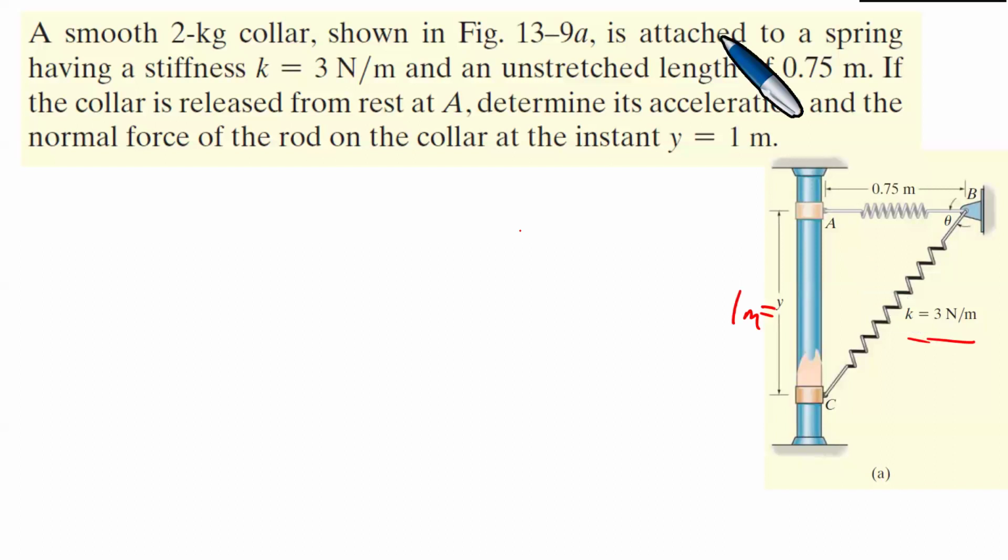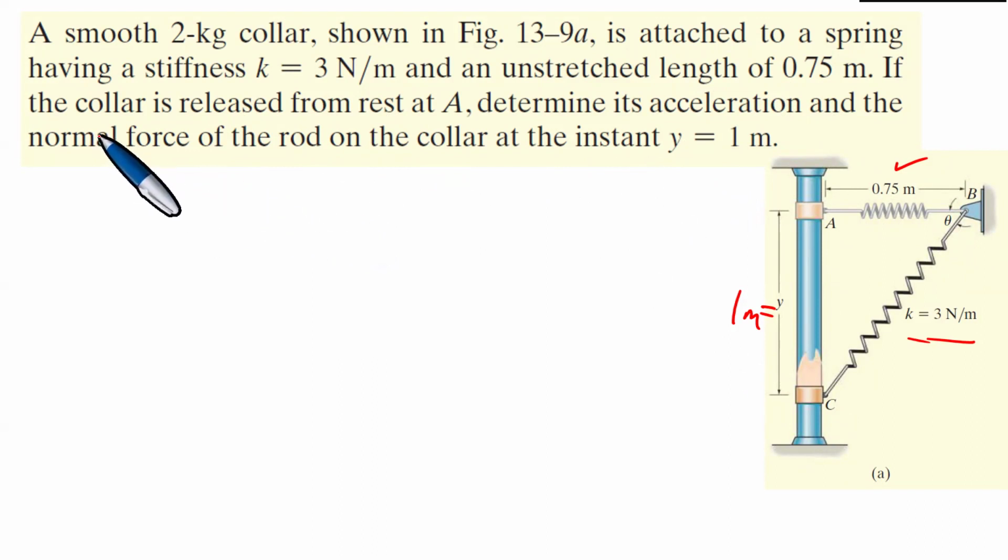Let's look at these together and see what you need to do here. A smooth 2 kilogram collar is shown there, attached to a spring having a stiffness K equals 3 newtons per meter. And an unstretched length, okay? If it's not stretched, the spring has a length of 0.75 meters. If somebody releases the collar from rest, determine its acceleration and the normal force of the rod.